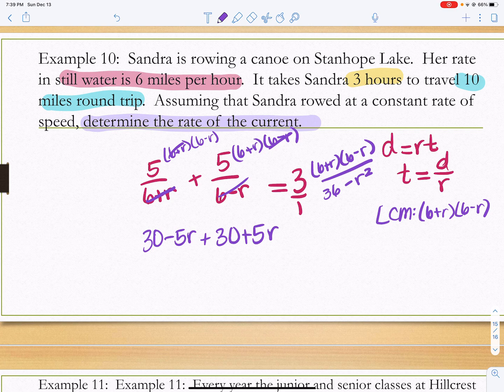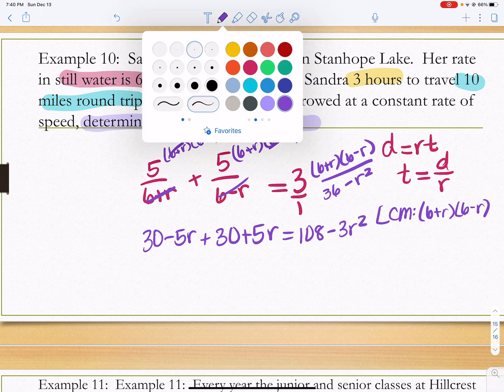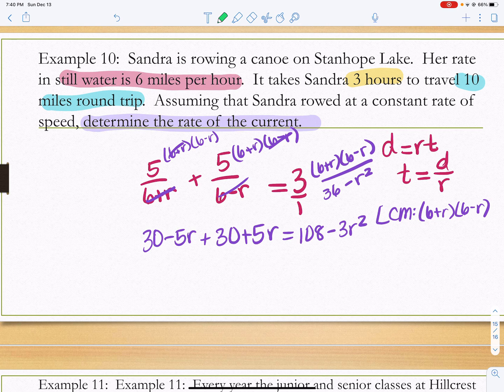So then I'm multiplying that by 3. So 36 times 3 is 108. So that's 108 minus 3R squared. So if I look, I need to put all my like terms together and get everything on one side because I have a squared. I'm going to actually move it the other way because then it would become positive. So I'm going to move everything this way because then I have positive.